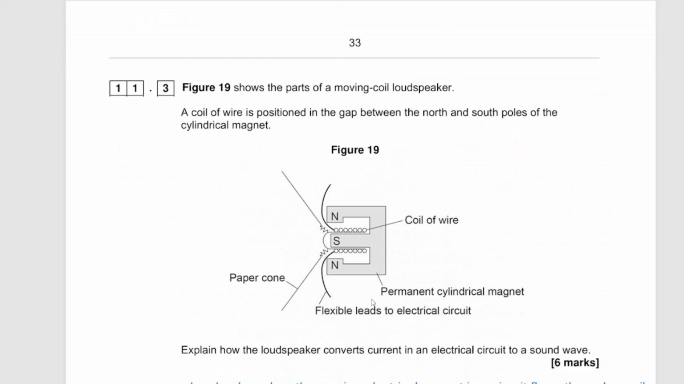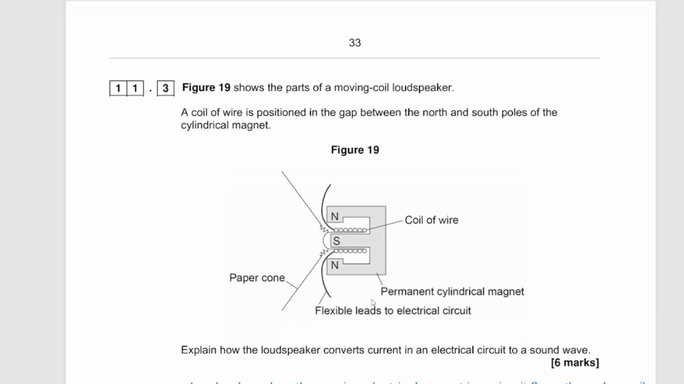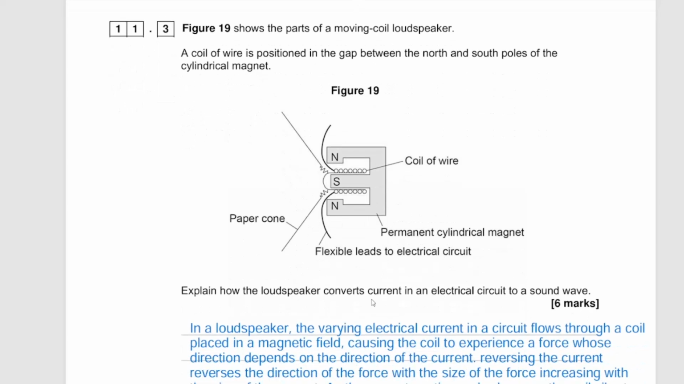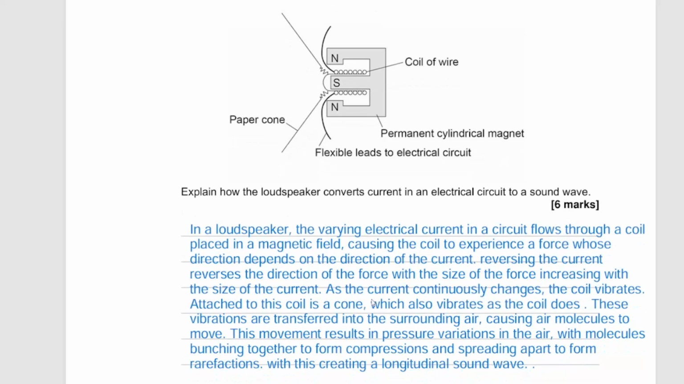Moving on to 11.3, figure 19 shows the part of a moving coil loudspeaker. A coil of wire is positioned in the gap between the north and south poles, and we're asked to explain how the loudspeaker converts a current, an electrical signal, to a sound wave. This is a very hard question for GCSE. I've seen this in A level a couple of times, so I'm just going to go through the answer. You can learn from it. However, this is highly unlikely to come up in such depth. And if it is, grade boundaries are going to be low. Well, grade boundaries are always low for sciences.